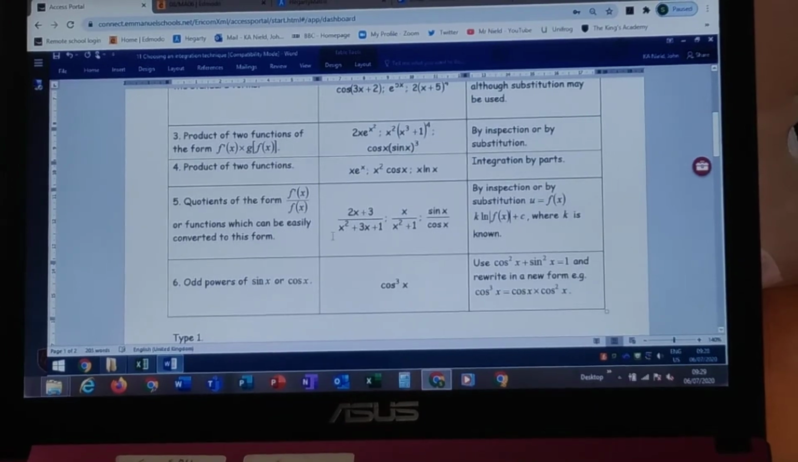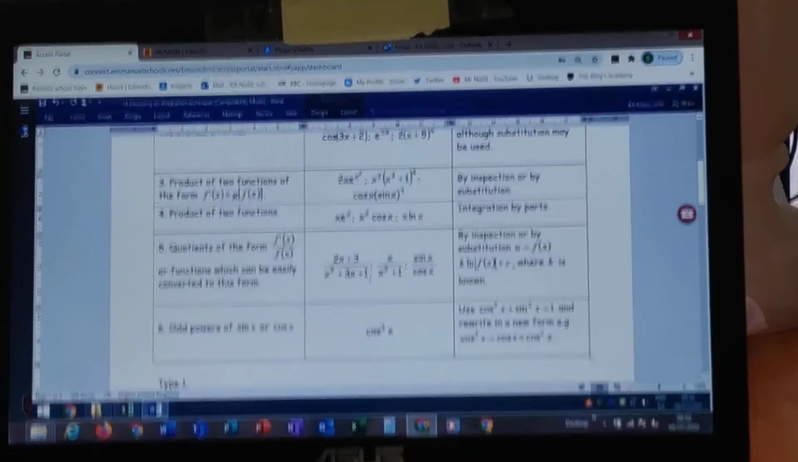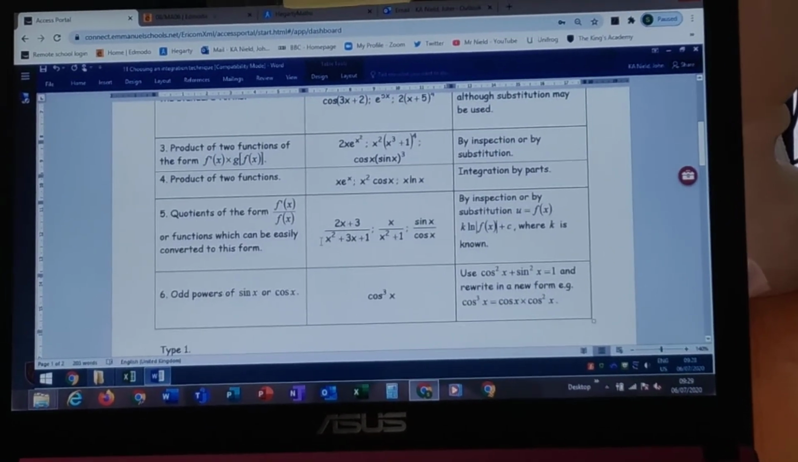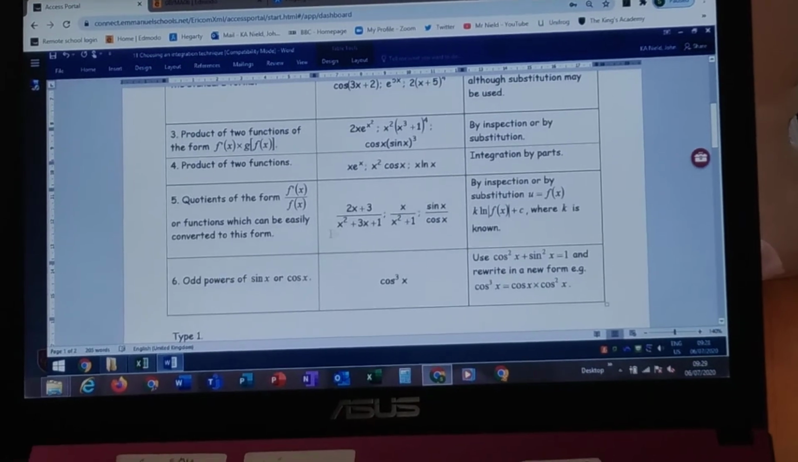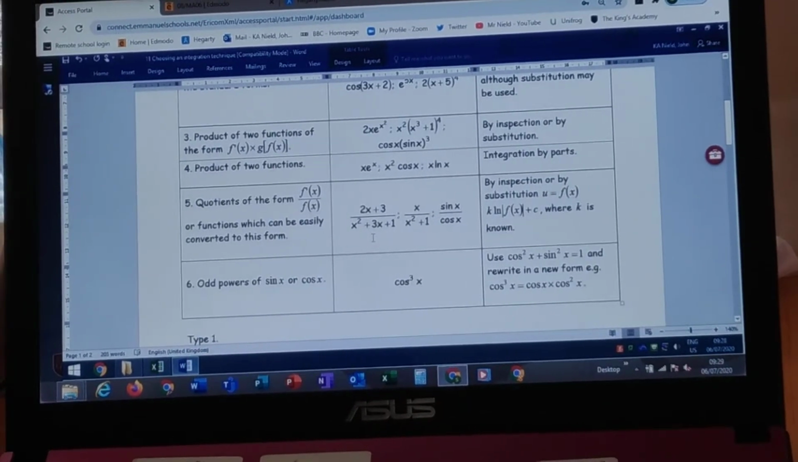Fractions. Be aware with fractions, if the bottom is to the power, the function to the power 1, it's probably a Ln answer. F dashed over F is what you're looking for. If it's not, if it's a root, or all squared or all cubed, then it's not a Ln answer at all. You've got to go back to one of the other things that are up above.